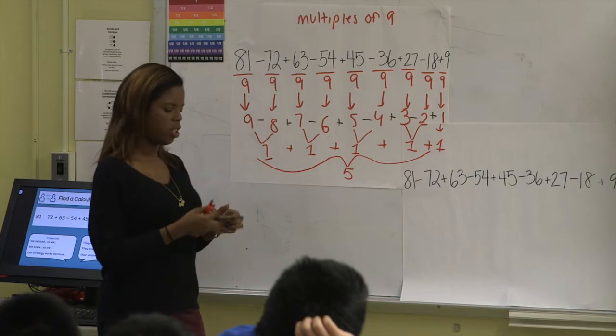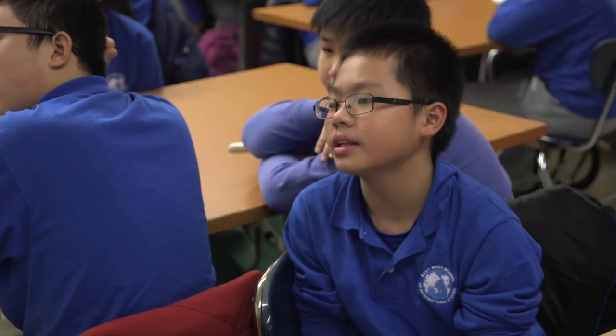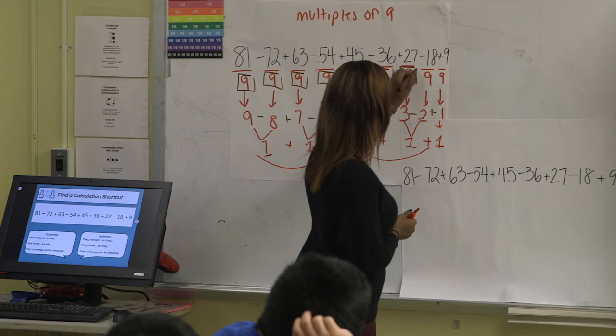Okay. And then you said something else that we have to do, the 5 is our final answer because? Because you divided it by 9, then you have to multiply by 9. Right. Because multiplication is the inverse operation of division.